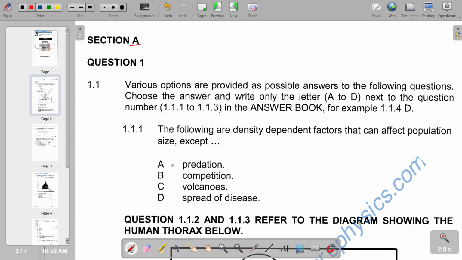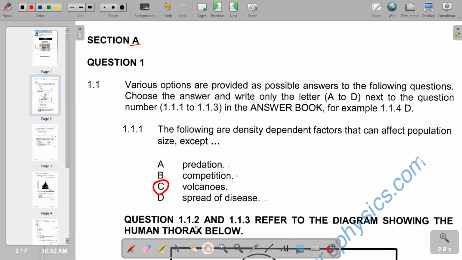Our first question reads: the following are density-dependent factors that can affect population size except. You'll see that predation does affect, competition does affect, and the spread of disease also does affect. So the odd one out which does not affect is a volcano. So we have C.